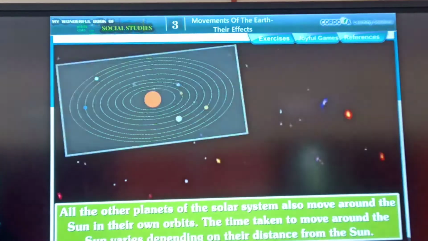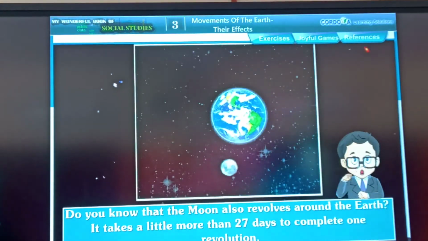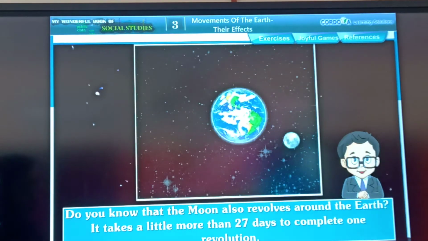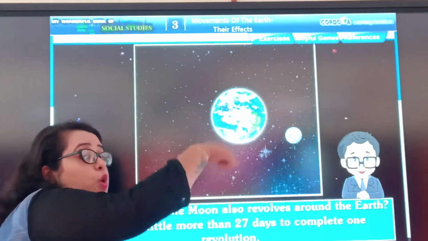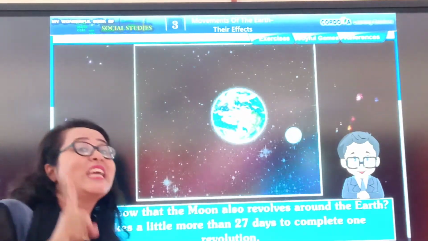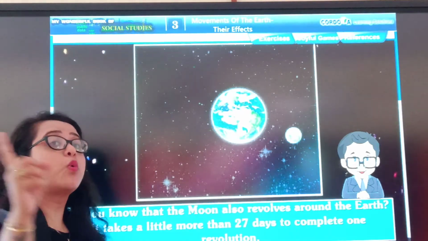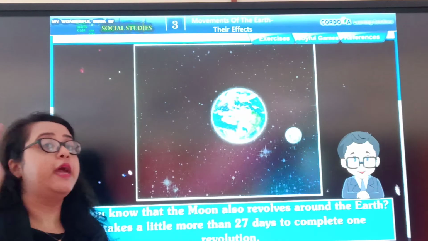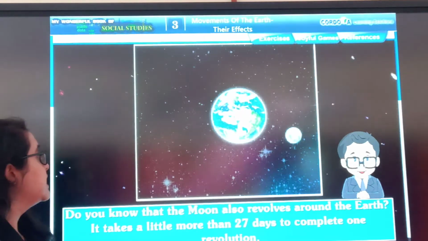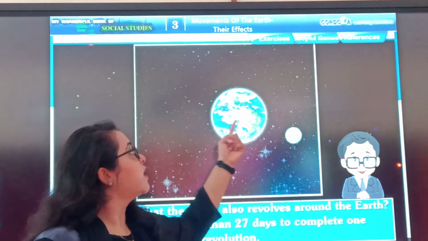From the sun, do you know that the moon also revolves around the earth? क्या आपको पता है जैसे अर्थ सन को रिवॉल्व करता है, in the same way moon also revolves around the earth. अर्थ सन को रिवॉल्व करता है, moon अर्थ को रिवॉल्व करता है. See, here is the moon and here is the earth.